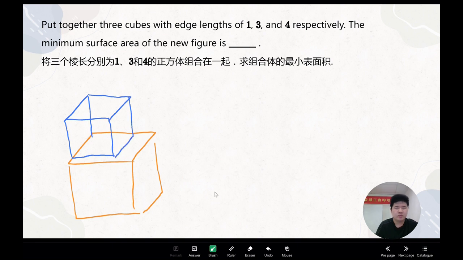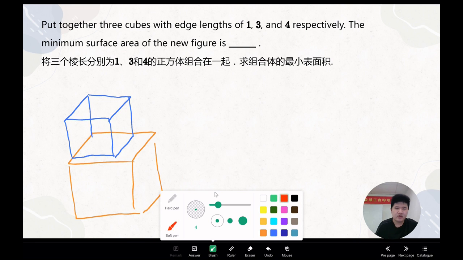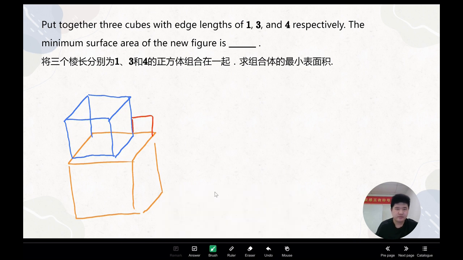And the cube with edge length of 1, we just put it here. And so with this situation, all the 3 faces, each figure has connected with the other two figures. 我们每一个正方体都能和其他的连接在一起。So we just check how to calculate the surface area.